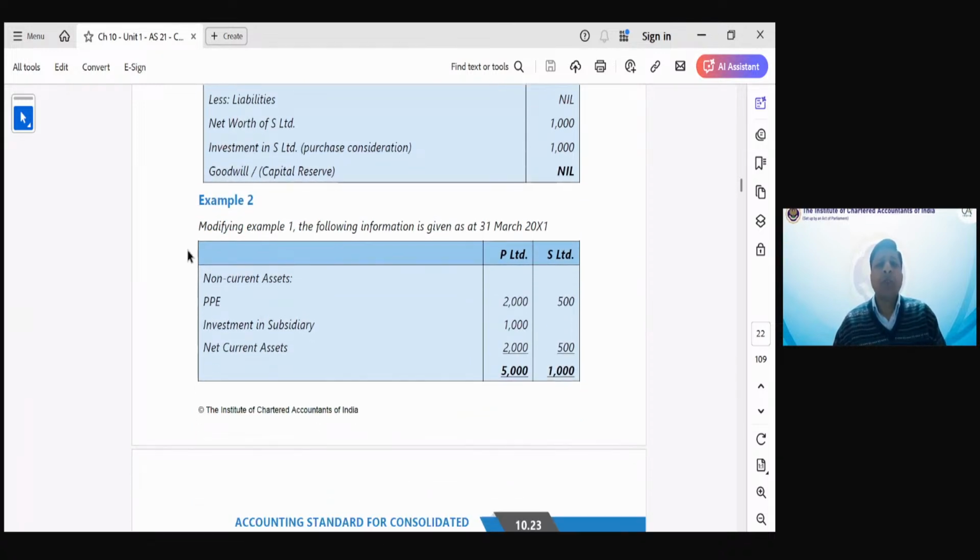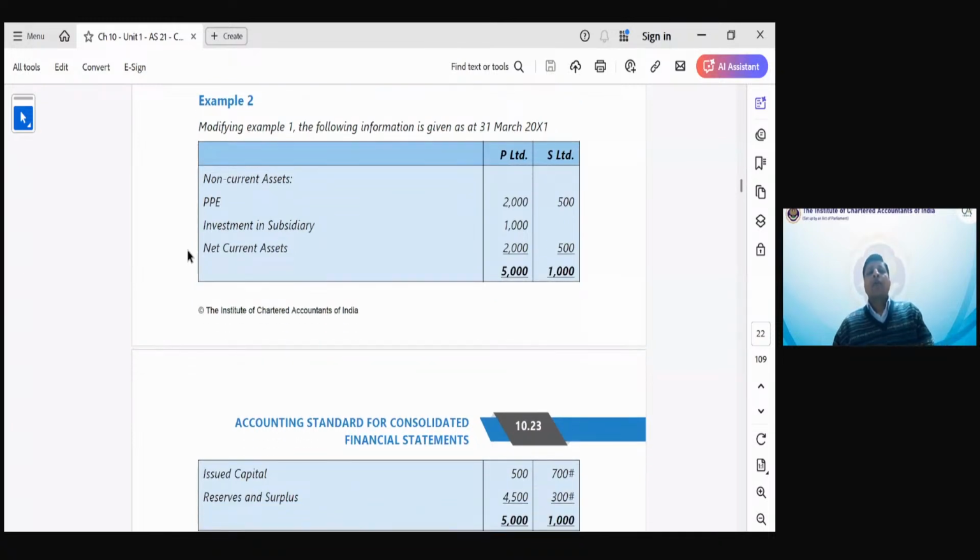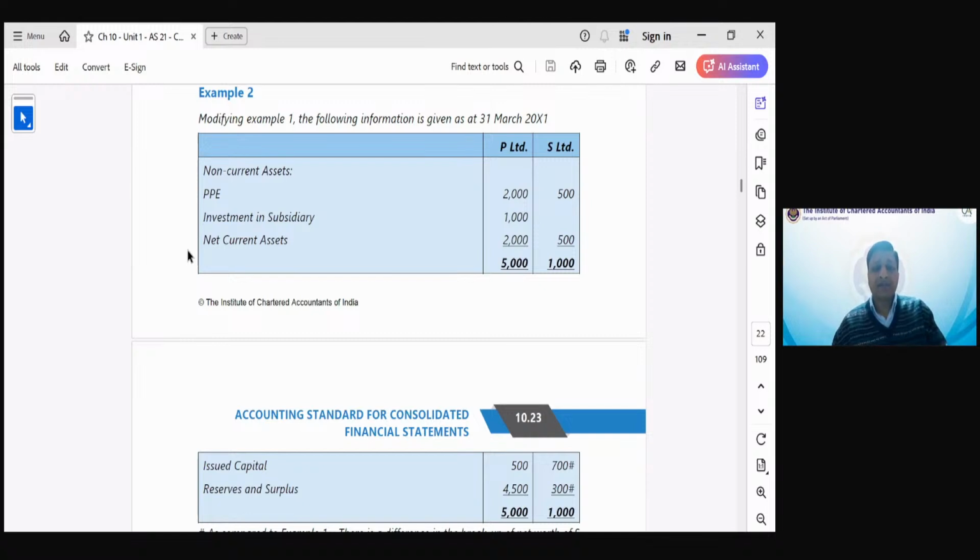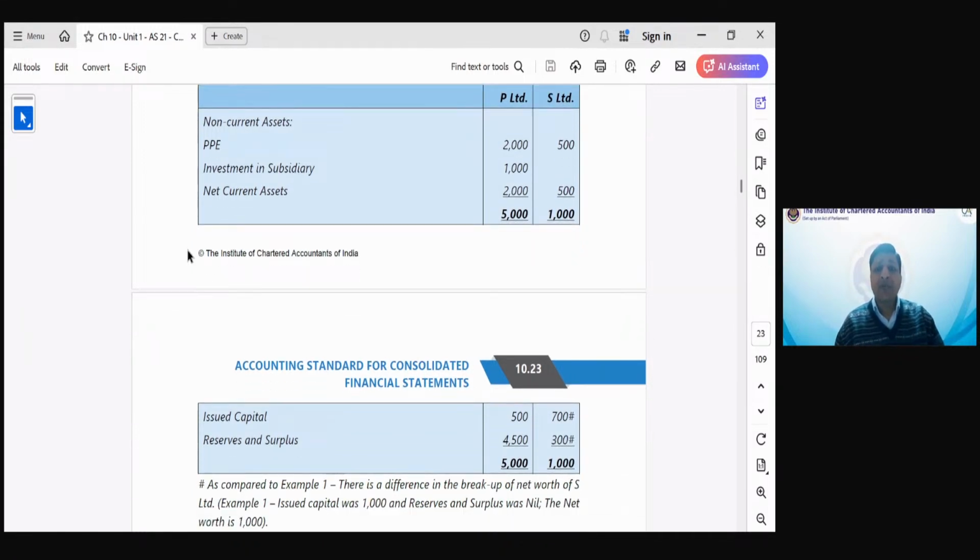Another example. We'll just try to modify the previous example now. Following information is given as at 31st March X1. Now you are given non-current assets, PPE, investment in subsidiary, net current assets, 2,500. So I think this information seems to be quite similar. The only thing which changes now is if you look at the capital of subsidiary, the amount seems to have changed. Yes or no? Correct. Now, in this case, can you tell me what is going to be the amount of net assets of S Limited?